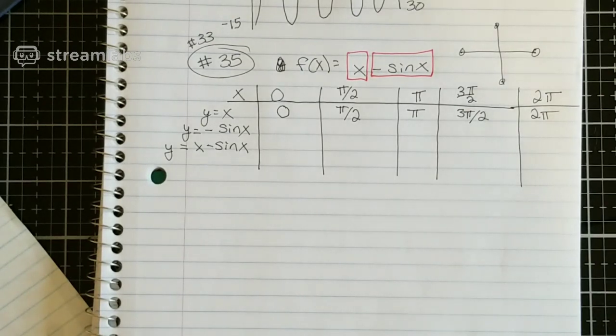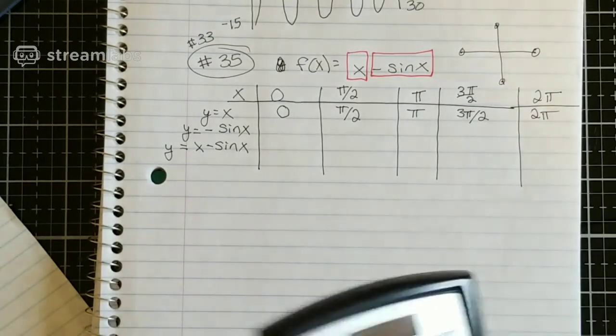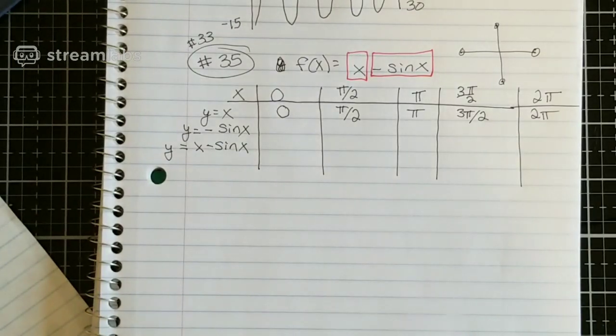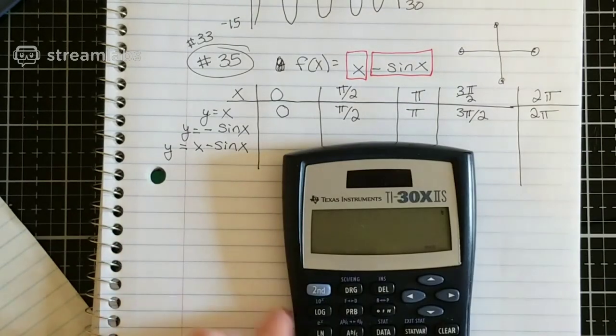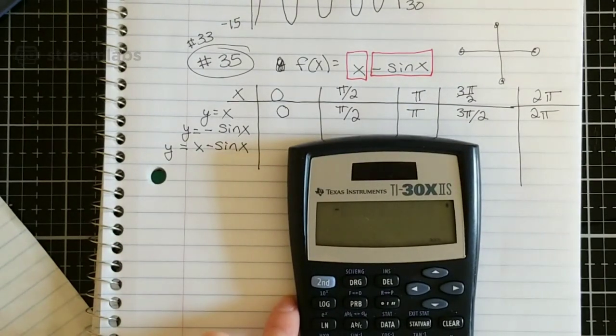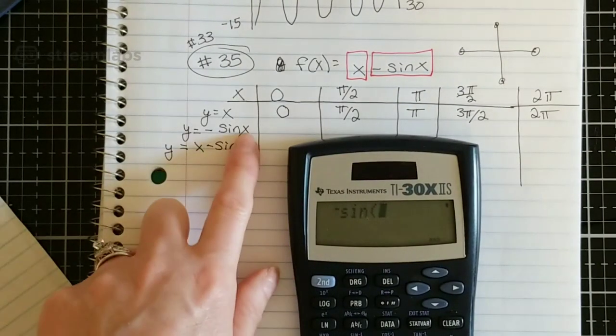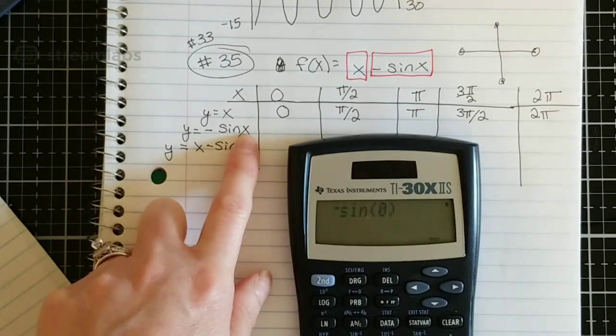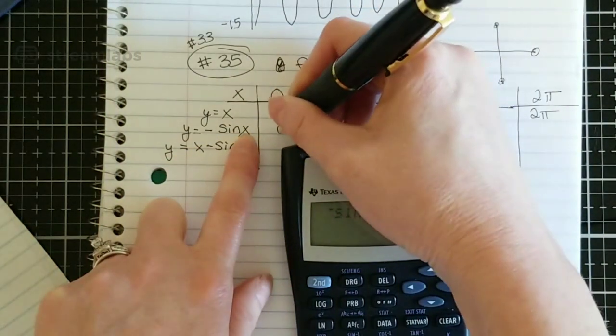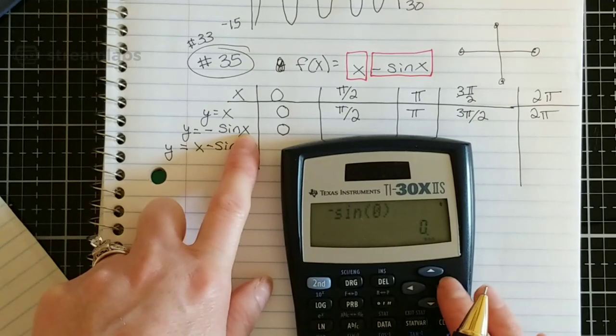Okay, so for the other ones, I probably would use your calculator. I would make sure it's in radians. Okay, so we're going to do negative sine, and then you're going to plug in 0. So that pops out 0. Then we're going to do pi over 2.